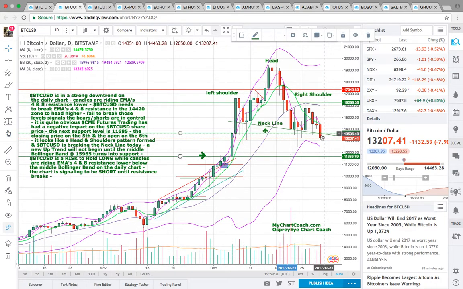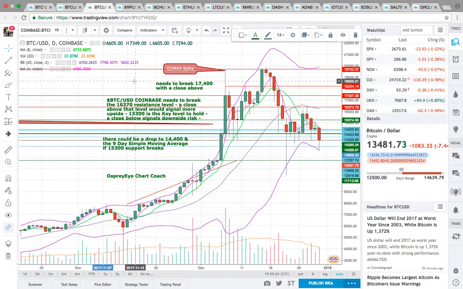So just keep in mind it's a risk to hold anything, be it Bitcoin or Riot stock or anything, be it a stock that's a Bitcoin blockchain related stock or the cryptocurrency itself. The rules apply the same on the charts. You do not want to be long if candles are riding EMAs 4 and 8 resistance lower. It's just not a smart move. You're going to lose money.